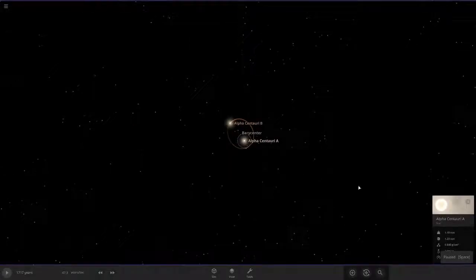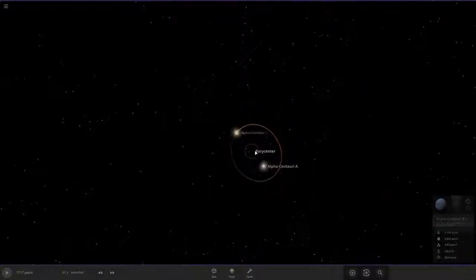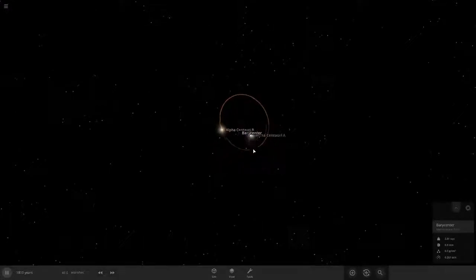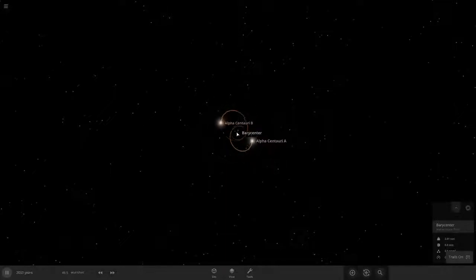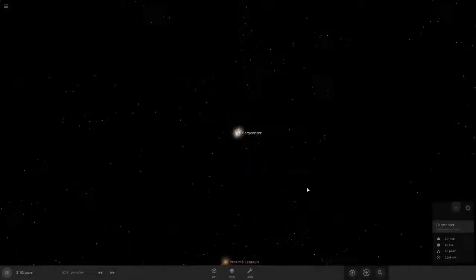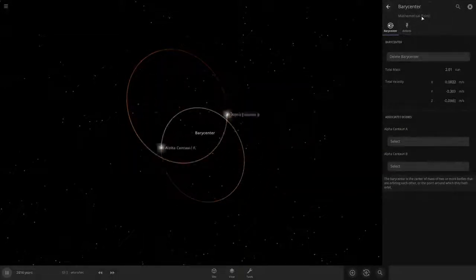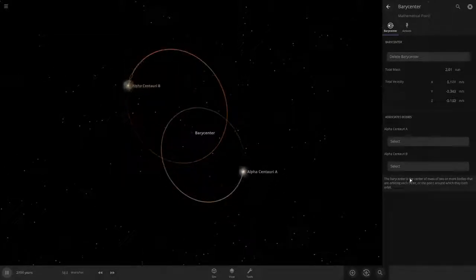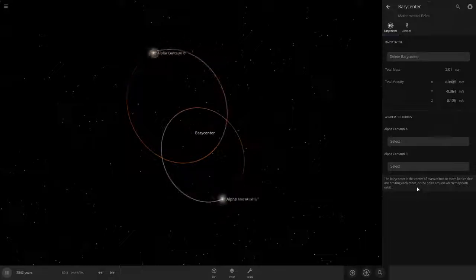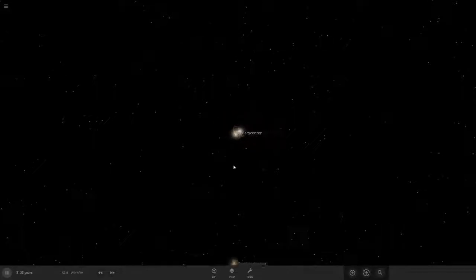So since Alpha Centauri A is more massive than Alpha Centauri B, it dominates in this game, instead of both of them orbiting this. Because the barycenter does move around. It's a mathematical point, and it has this mass. So we should not do anything to it.